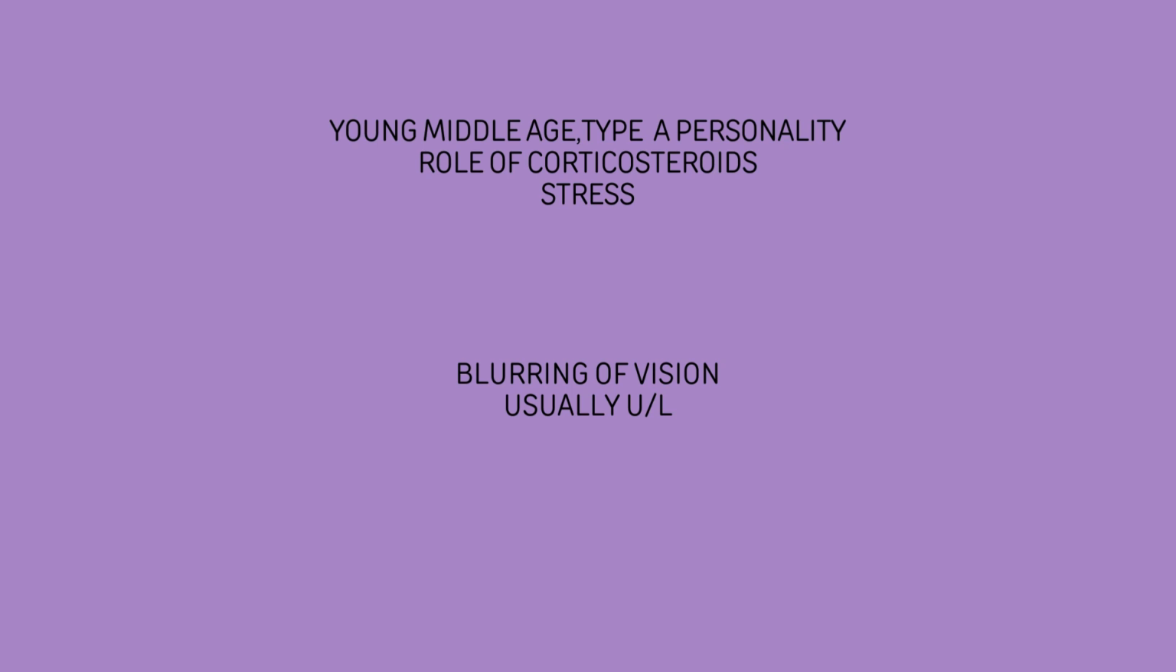So the presentation is usually a young middle-aged man, type A personality coming in your clinic and complaining of blurring of vision in one eye. Many people have believed that there is a role of corticosteroids also in this, so they attribute emotional stress and these factors also related to the personality of such patients.